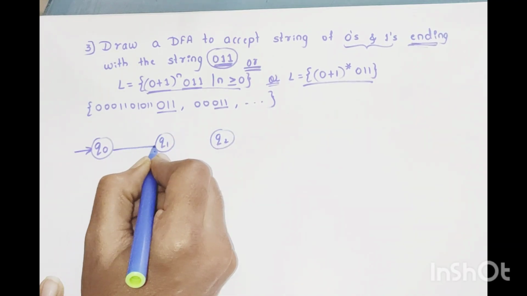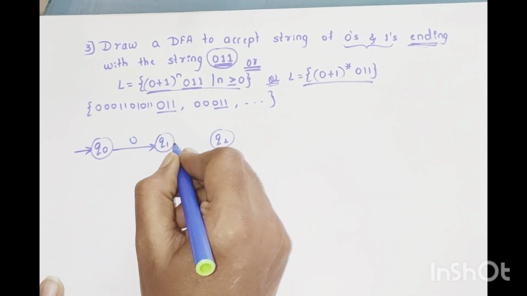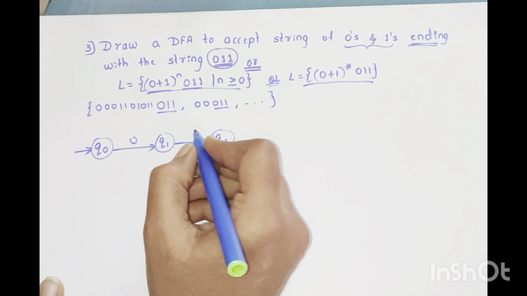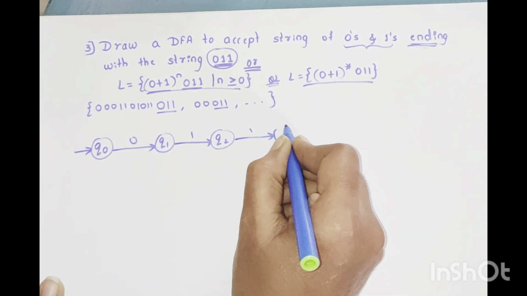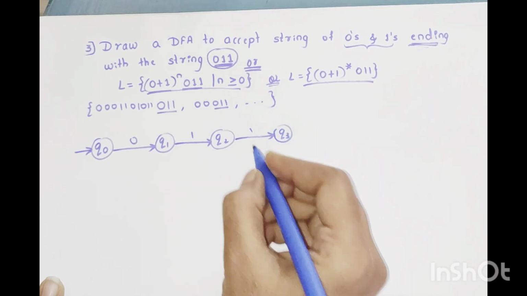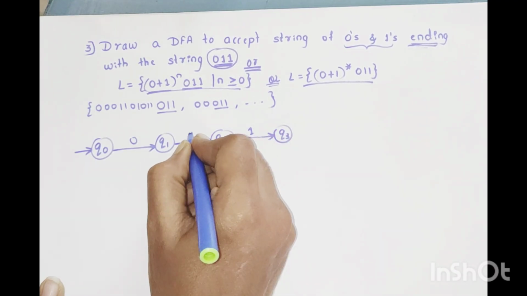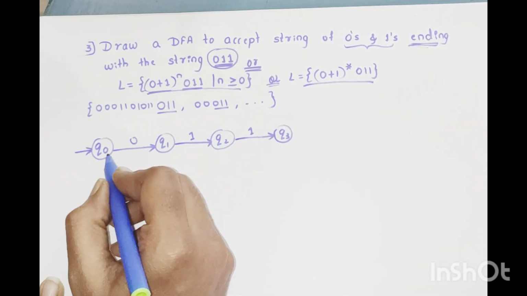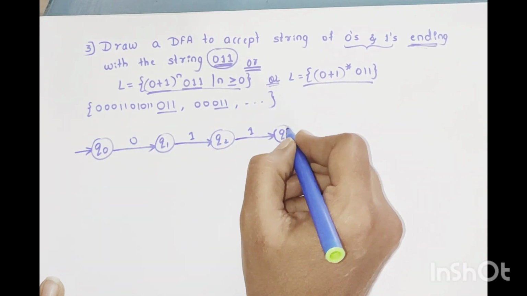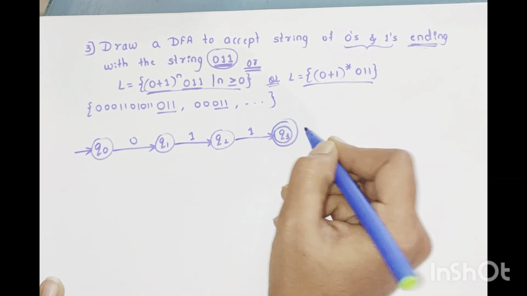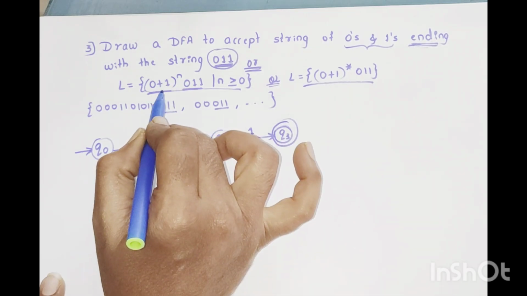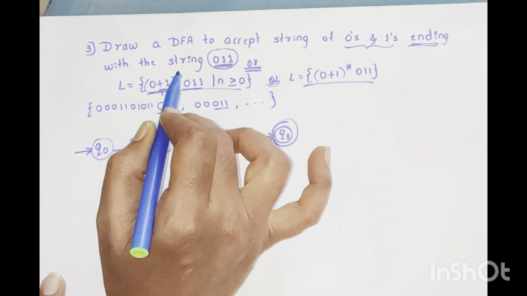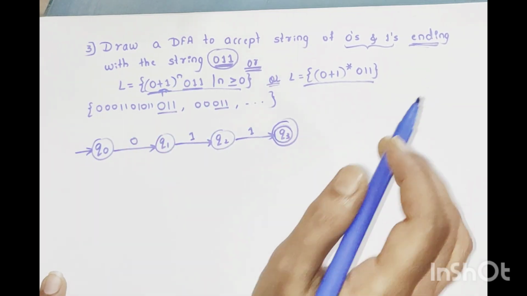So here one for 0, then again for 1, then again one more 1 I should get. So here it should end with 0 1 1. I will make this Q3 my final state. But there is a condition that it can start with any number of zeros or ones, right? Any number of zeros or ones.